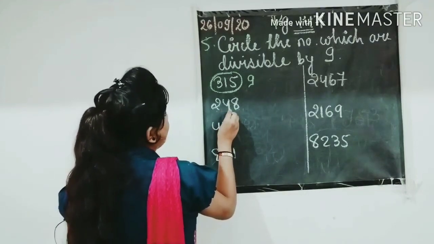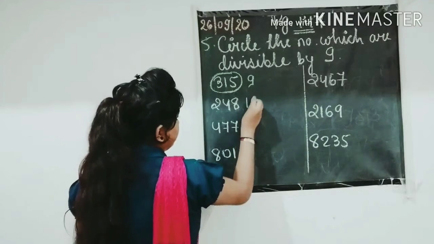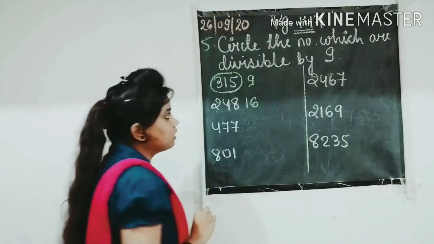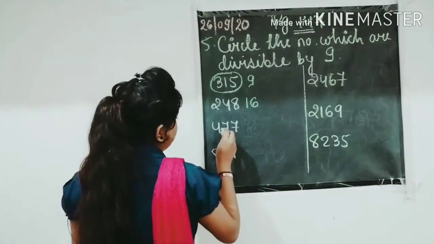2 plus 4 is 6. 6 plus 8 is 14. 14 is not divisible by 9. So we will not circle this number.